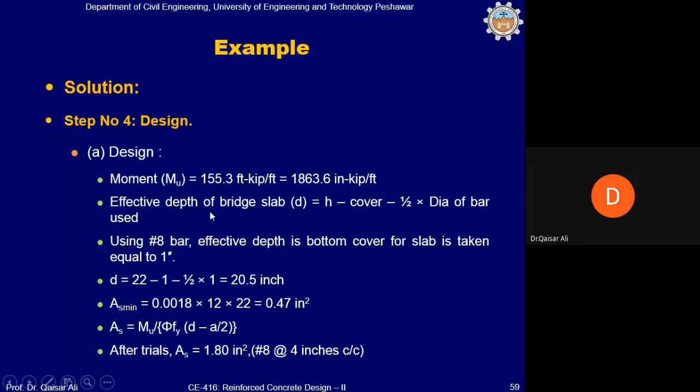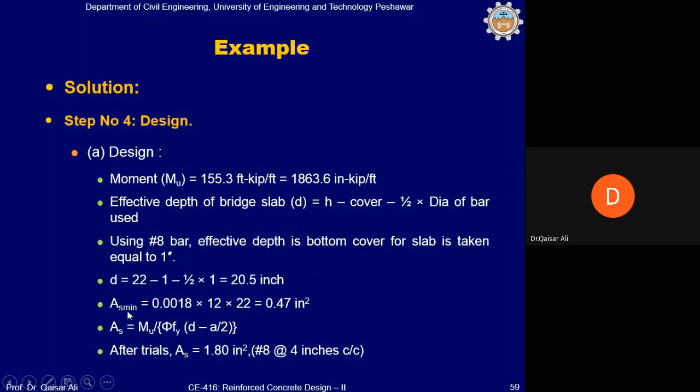And for the effective depth of the bridge slab, we know that the total depth is 22 inch. We will provide a cover of 1 inch minus half the diameter of the bar which we will use. So let's say we want to use number 8 bar in this bridge. The bottom cover for slab is taken equal to 1 inch. Then d is equal to 22 minus 1 minus half of 1 inch. This gives us the effective depth of 20.5 inch.